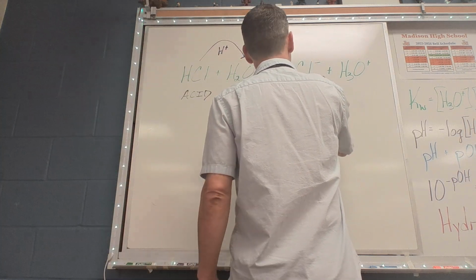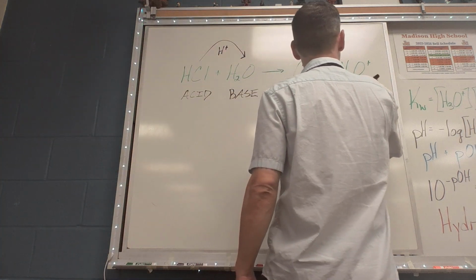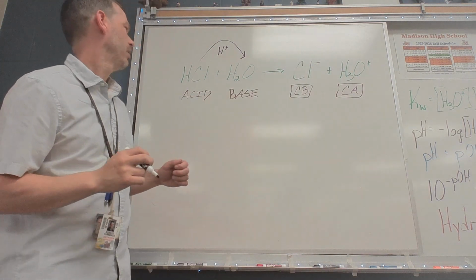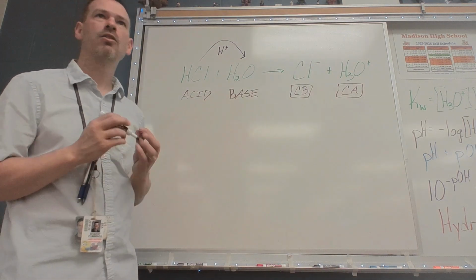This would be the conjugate base. This would be the conjugate acid. If you track the species that have changed, the acid turned into a base, the base into an acid.